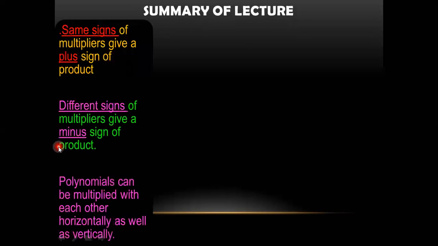So these were the 4 parts from question number 12, and now we will see what we have learned overall. Same signs of the multipliers as well as the multiplicand give a plus sign of the product. Multiplier और multiplicand के अगर same signs हो तो product का answer plus sign में होगा, और अगर multiplier और multiplicand दोनों के different signs हो तो sign of product क्या होगा? Minus. Polynomials can be multiplied with each other horizontally as well as vertically. यानी दो methods हैं उनकी multiplication की.